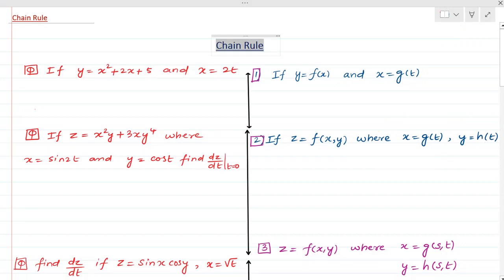In this video, we are going to discuss the chain rule: when you have to use the chain rule and what process you have to follow.